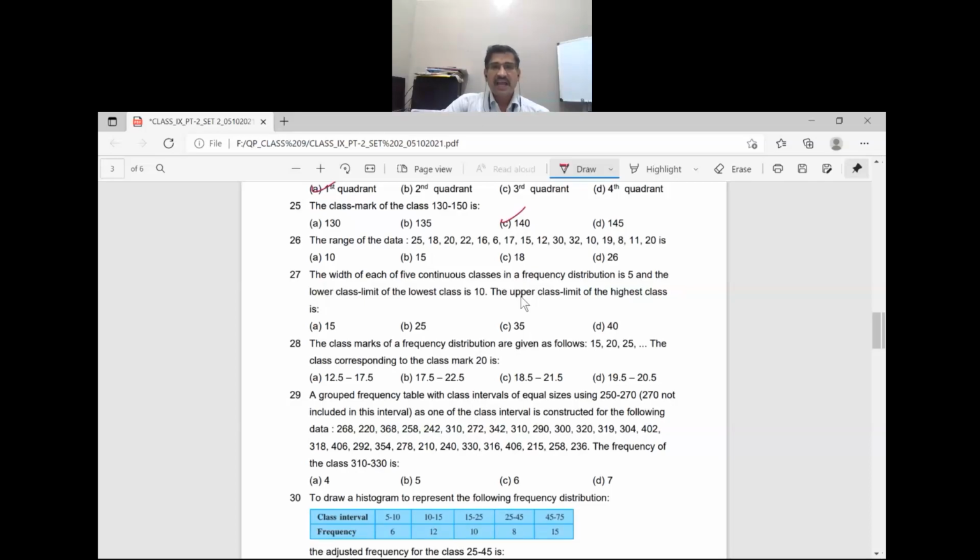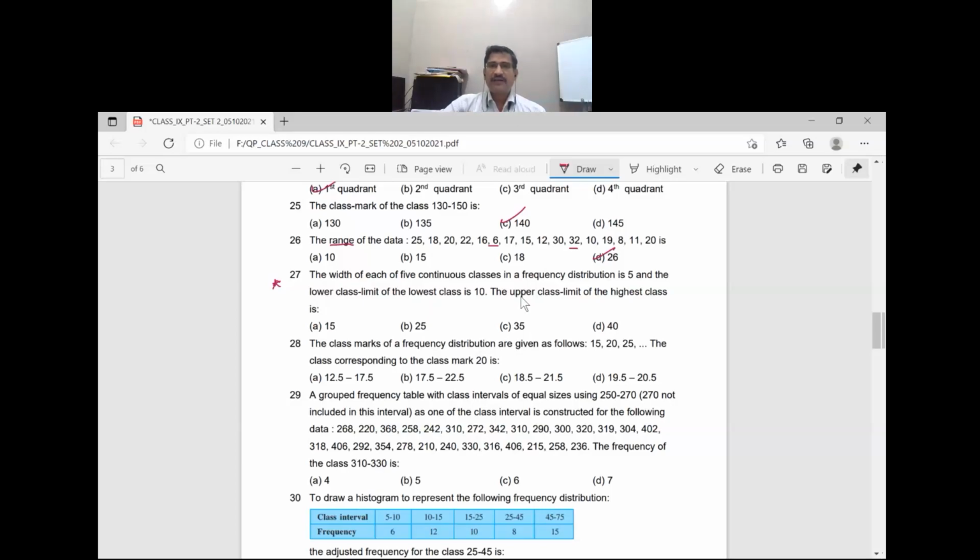Next, range. Range is smallest and biggest. 32 is the biggest, the smallest is 6, and their difference is 26. That is the range. Then question number 27, width. This is a very tricky question. Simple but tricky.